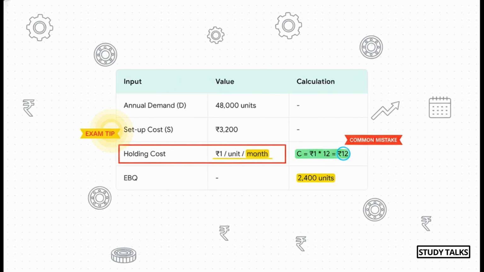And here's the other common twist, which comes from illustration 6. The annual demand is given correctly as 48,000. No trap there. But look at the holding cost: 1 rupee per bearing per month. What do we do? You guessed it, we have to annualize it. C becomes 1 rupee times 12, which is 12 rupees per unit per annum. Once you've made that crucial conversion, the rest is just simple math, and it leads you to an EOQ of 2,400 units. I'm telling you, always double-check the time period for D and C.